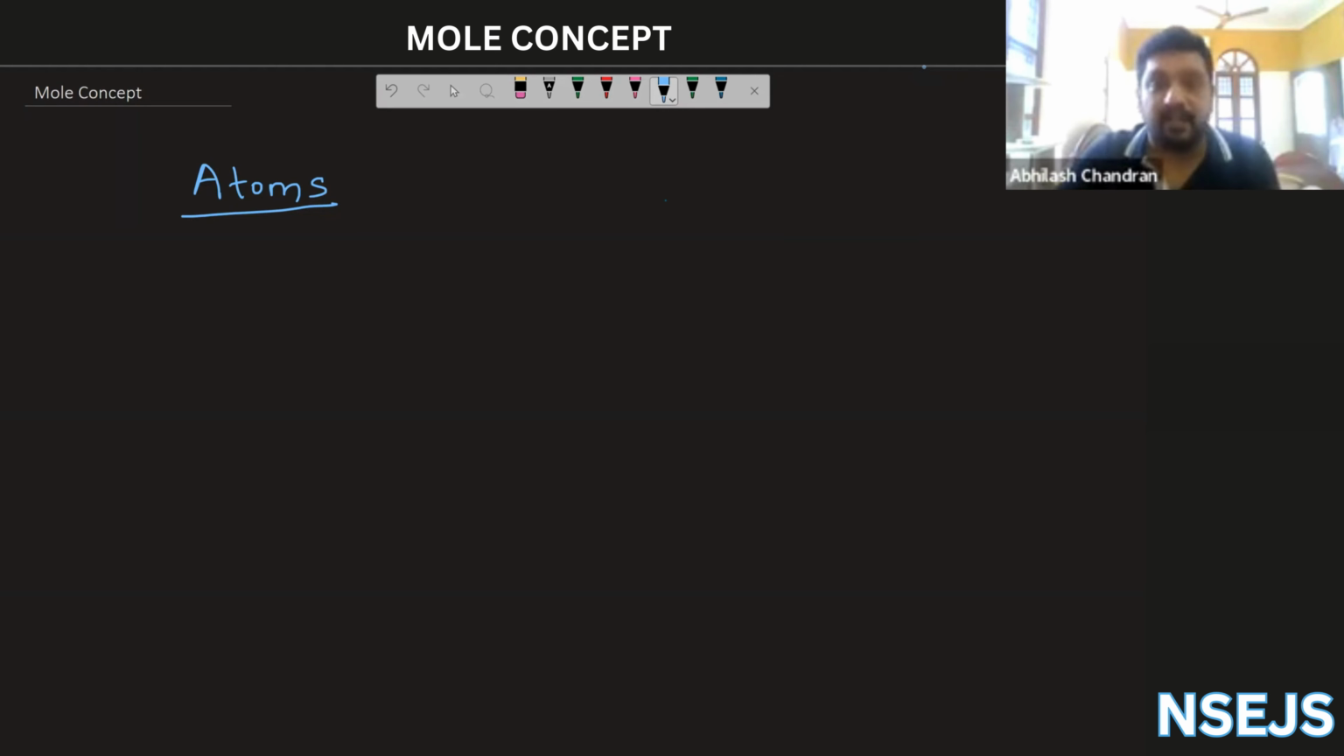just like how we have a dozen as 12, we'll define something called a mole, which helps us in counting or expressing quantity in chemistry very easily. But as I said, before we go into mole, we need to understand why we need this mole thing. For that, I'm going to start from atoms.